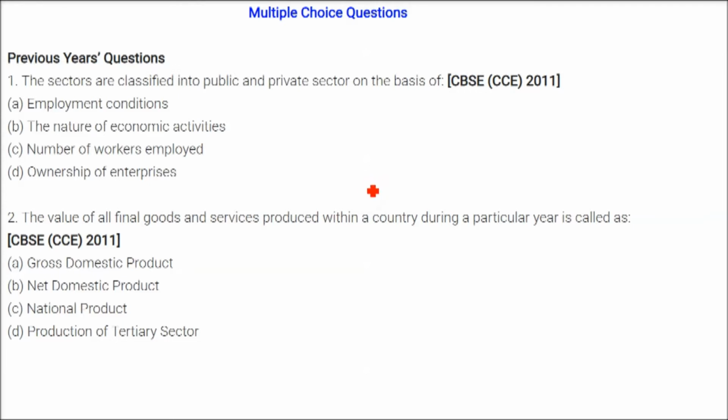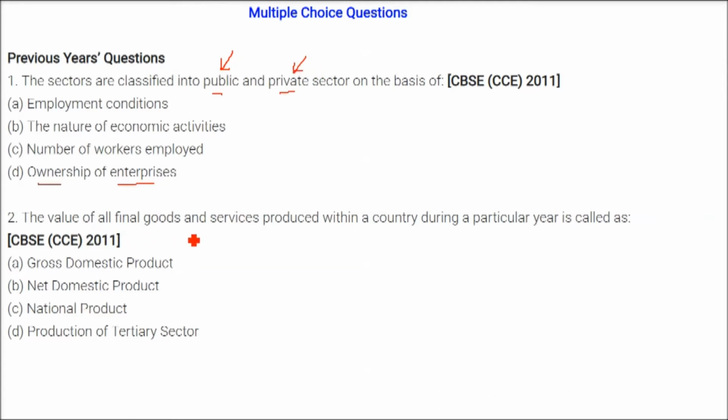Sectors of the Indian economy. The sectors are classified into public and private sector on the basis of, the answer is ownership of the enterprises. The public sector is owned by the government and the private sector is owned by some individual or group of people.